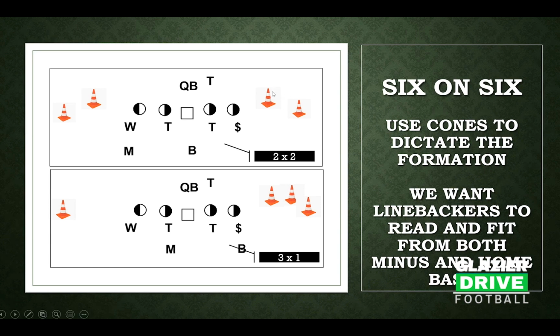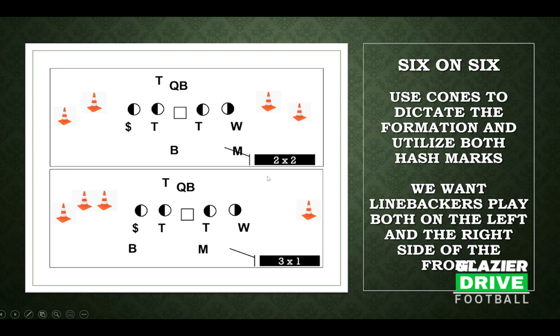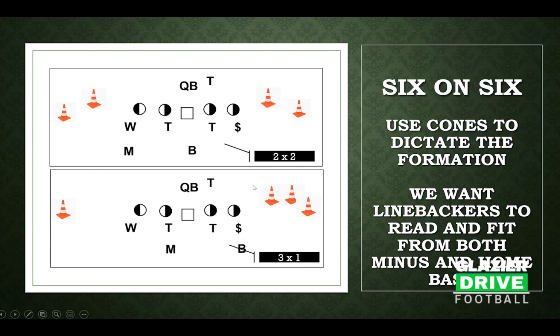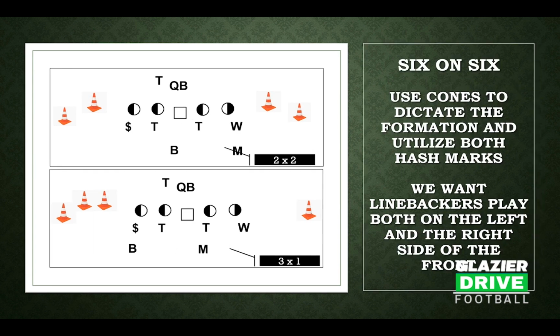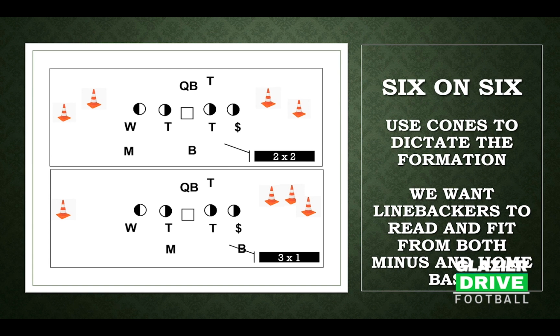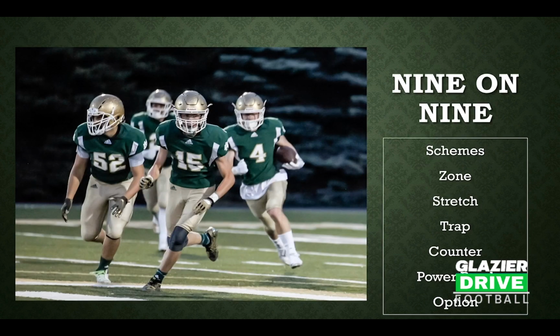So when we run 6-on-6, we like to use the cones, and it's important we use the cones so that our linebackers know how to line up either minus or on home base. We want our linebackers to read and fit both from minus and home base. When we are in 6-on-6, we use the cones to dictate the formation, and we utilize both hash marks. So between the drills at 6-on-6, in this slide, it is a field right call because our backer's on the right. And on this call is a field left call. And on both, we are using the minus and the home base alignment. I think that's very important.